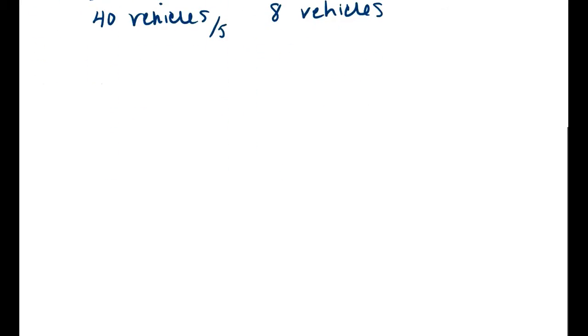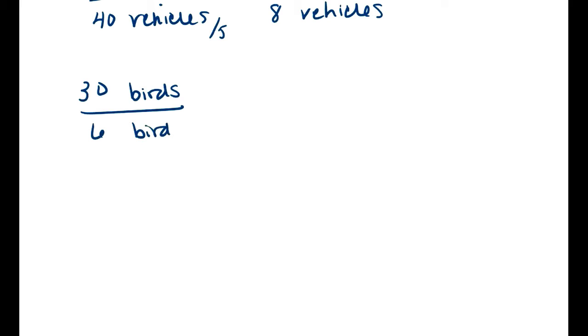Okay. Again, maybe they'll say something like, there are 30 birds out of 6 birds. Notice in this one, the bigger number is on the top. And that's okay. When we're dealing with proportions, we don't need to worry so much about the smaller number needing to be on top. It's all about how the information relates to each other.